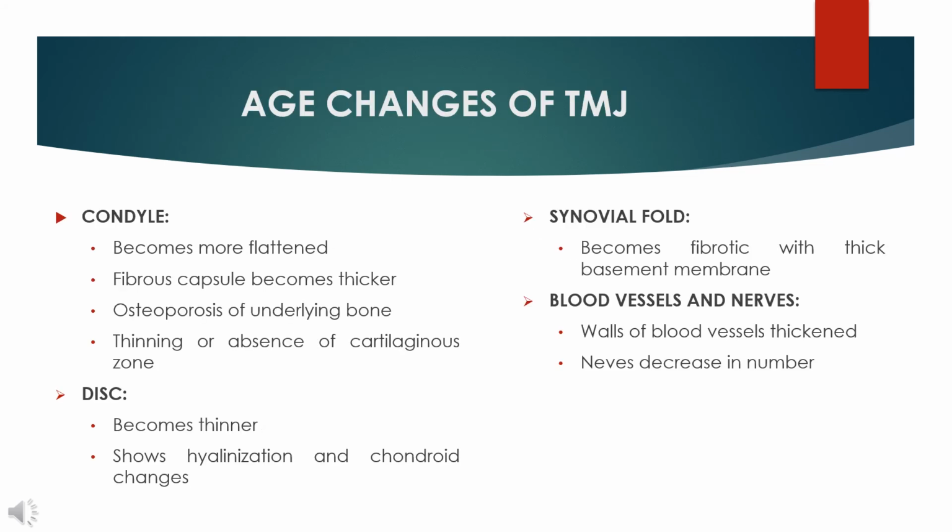Now we'll see about the age changes of TMJ. The condyle becomes more flattened, whereas the fibrous capsule of the condyle becomes thicker. There will be osteoporosis of the underlying bone. There will be a thinning or absence of the cartilaginous zone. The disc becomes thinner and it shows hyalinization and chondroid changes. The synovial fold becomes fibrotic with thick basement membrane. The walls of the blood vessels are thickened and the number of nerves will be decreased.